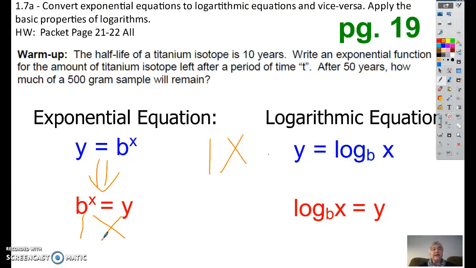So if I'm converting between exponential and log, this becomes log base b of y equals x. So now I have successfully converted my exponential equation into a log format. Same thing can be done when I have log base b of x equals y. I can bring the b down and switch places between the x and the y. b raised to the y power equals x.